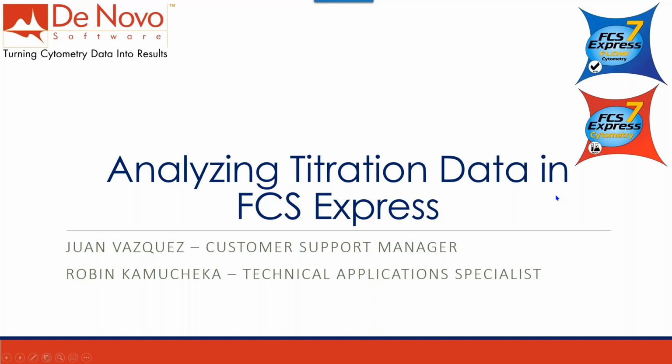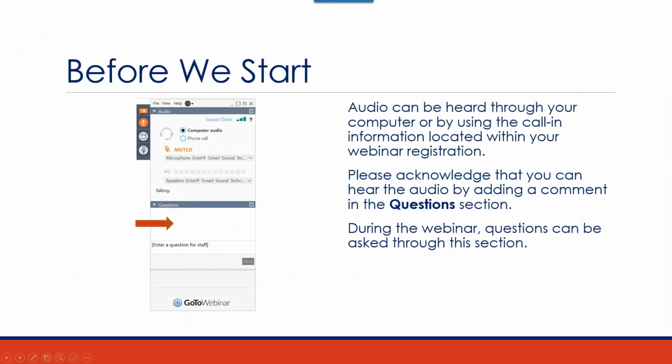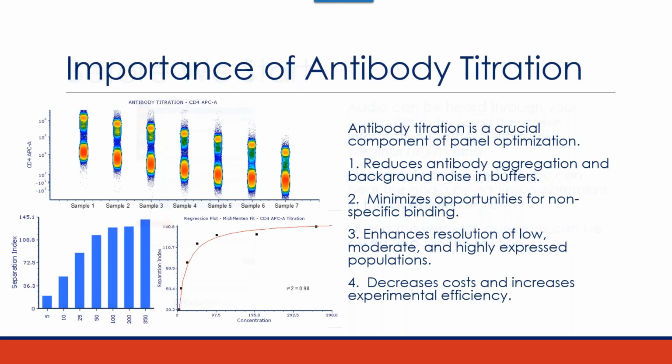We'll also talk about some of the different ways you can titrate your data. We'll not only talk about the template that Robin has created and will demonstrate for us, but also some of the other methods that we can use to analyze titration data in FCS Express. At this point, I'm going to turn over the mic to Robin, and she's going to start presenting and talking to you about the template that's now available for download on our website.